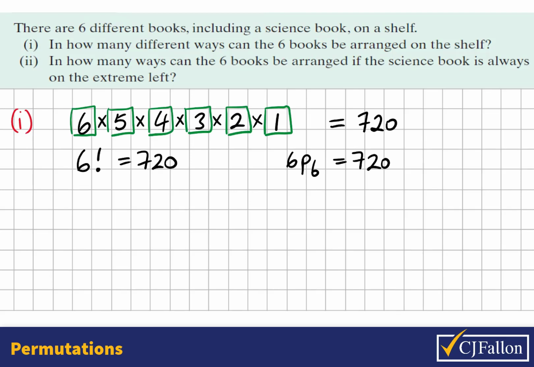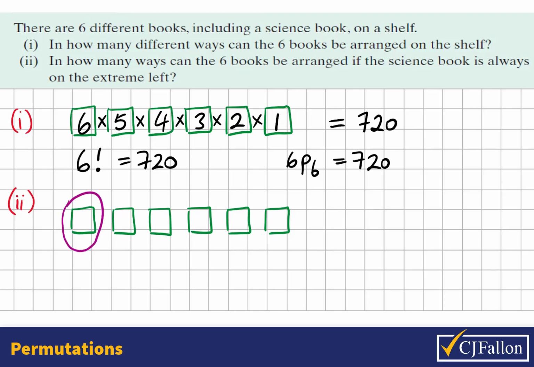In part 2, it says, in how many ways can the 6 books be arranged if the science book is always on the extreme left? Well, let's imagine our positions again. So we have 6 books that we want to arrange. So I'm creating 6 boxes or tiles, spaces to stand for the books. In the first position here, on the extreme left, we've been told that that has to be the science book. Now there's only 1 science book, so we only have 1 option there.